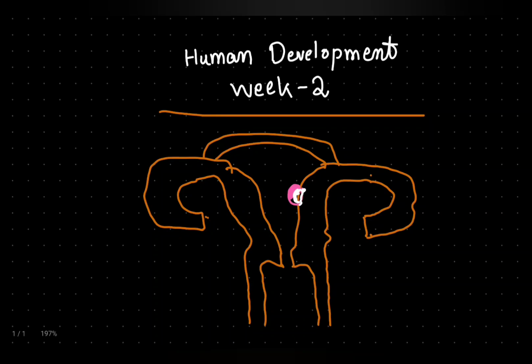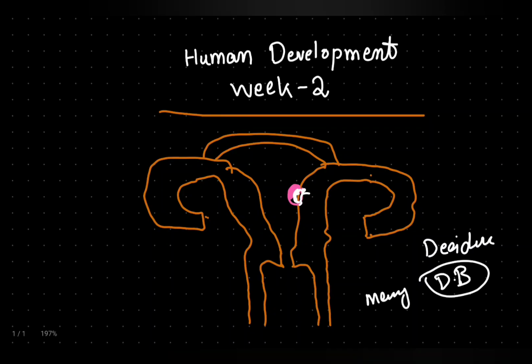On day 7 or 8, the site where it attaches to the wall of the uterus is called decidua, and this exact site is called decidua basalis. Cytotrophoblast contains one nucleus, and syncytiotrophoblast contains many nuclei.